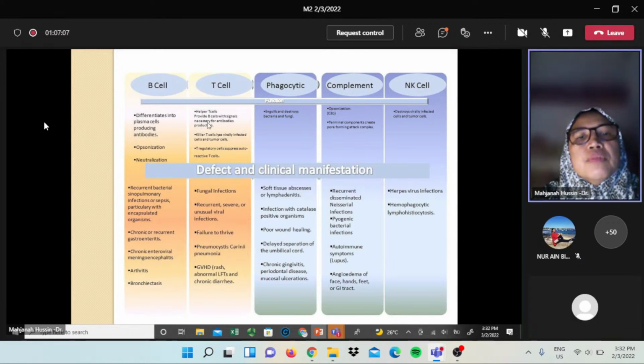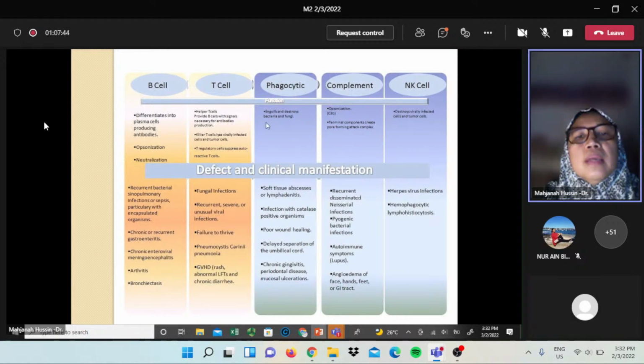Helper T cells provide B cells with a necessary signal so the antibody can be produced. The T cells also can kill infected cells or tumor cells. T cells also can function as regulatory cells to suppress autoreactive T cells. So those are the functions of T cells. If you do not have T cells, or if you have very little T cells, or all the T cells are not functioning, you will potentially have this type of disease.